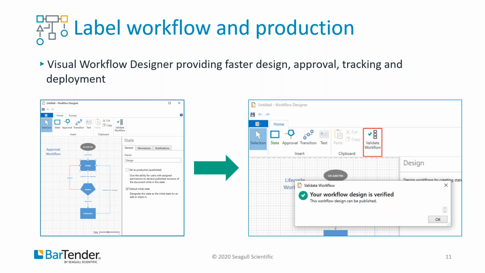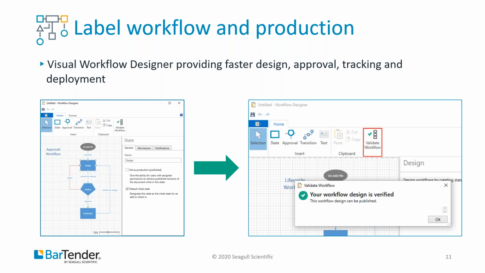With its unique drag and drop user interface, you can easily create label design, approval, and deployment workflows. And it increases overall label document quality, as well as increasing team accountability and enabling end-to-end project tracking. You can define state, approval, and transition objects such as draft, review, and publish for each of your workflows. Multiple workflows can be created and saved to support all workflow processes across an entire organization.